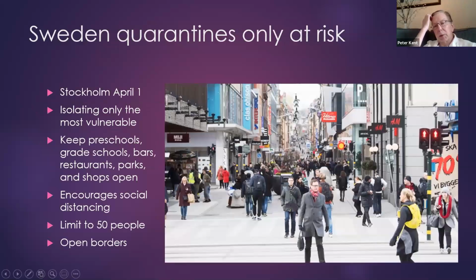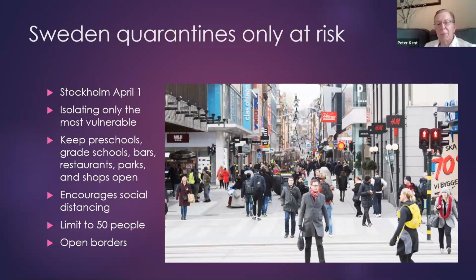So here's Sweden a week ago on April 1st. We're in deep lockdown. They're only isolating the most vulnerable and the older people. They're keeping preschool and grade schools open. They did close the high schools and colleges. They're allowing bars and restaurants to be open, but you must be seated with 6-foot separation, except for a couple. And the parks and the shops are open, so all these small businesses aren't going bankrupt. And they're limiting groups to 50 people.